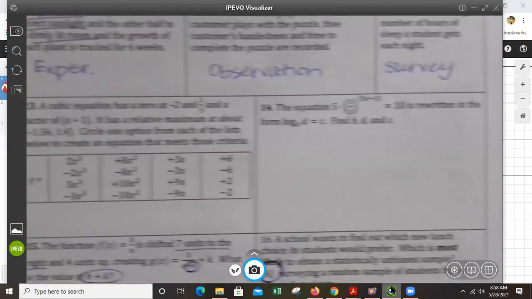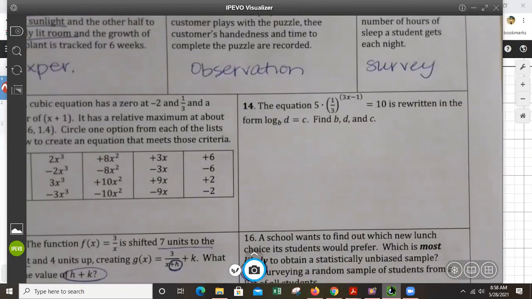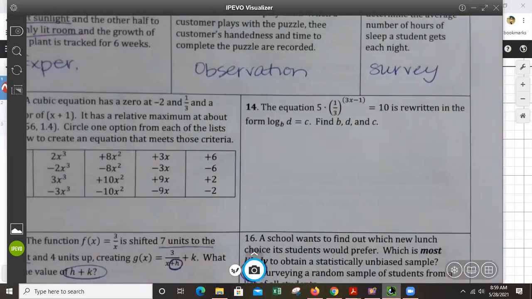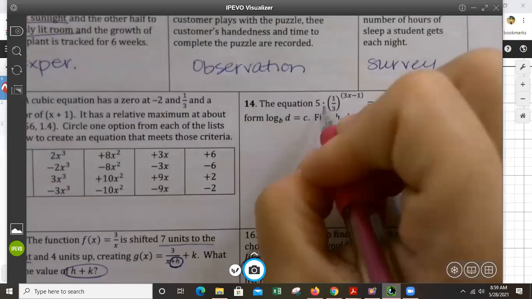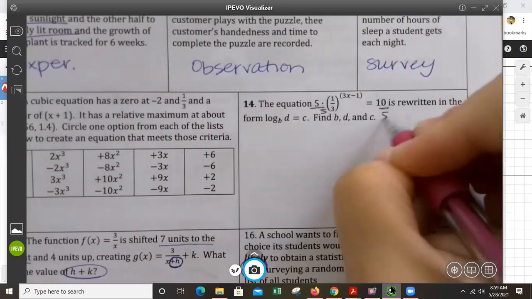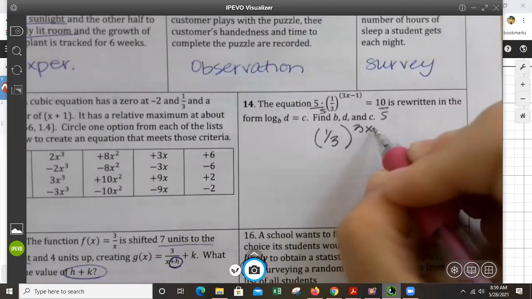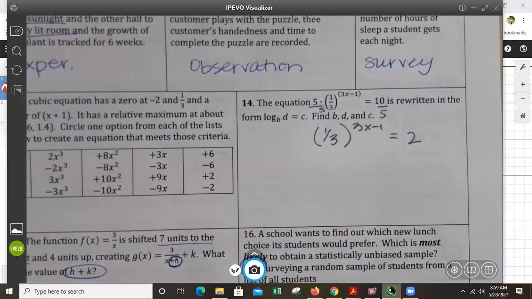All right. Let's look at 14 real fast. It says the equation 5 times 1/3 to the 3x minus 1 equals 10 is rewritten in the form of log BD equals C. Remember when we deal with logs, what are our 3 magic words? Left, right, middle. But what we need to do is get rid of this 5. That's what throws this off. So how can I get that 5 on the other side? Divide by 5. So I'm going to do that real quick. So I actually have 1/3 to the 3x minus 1 equals 2.